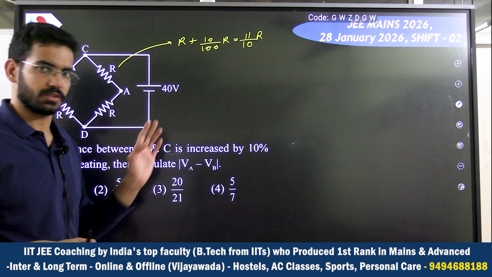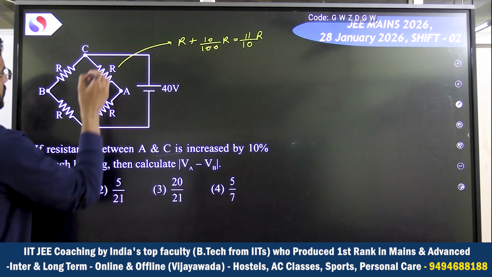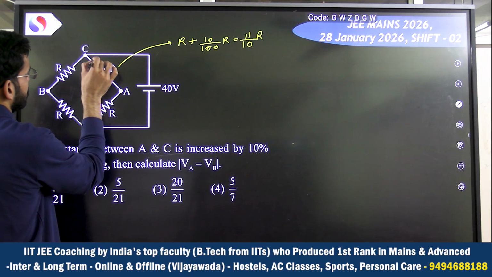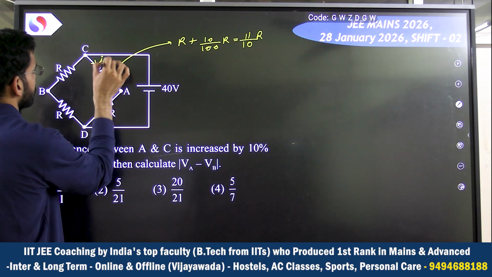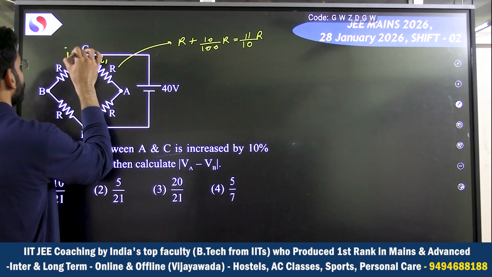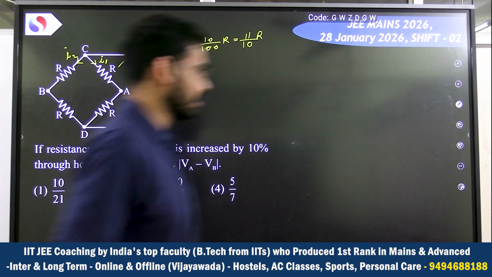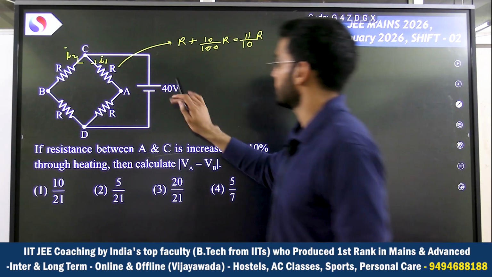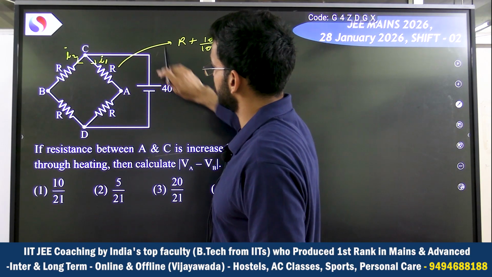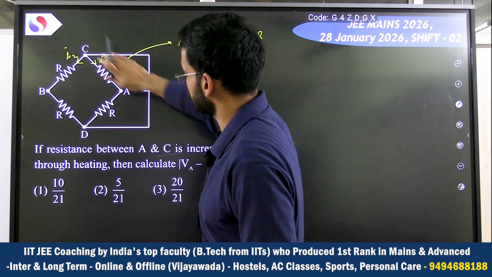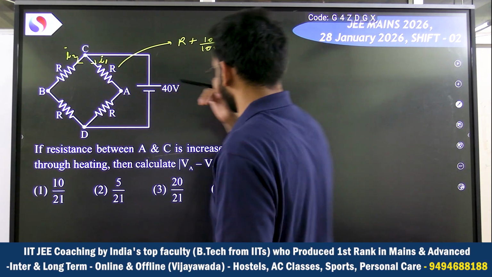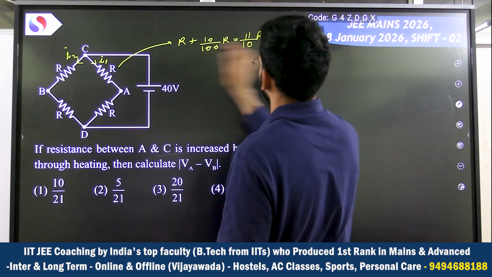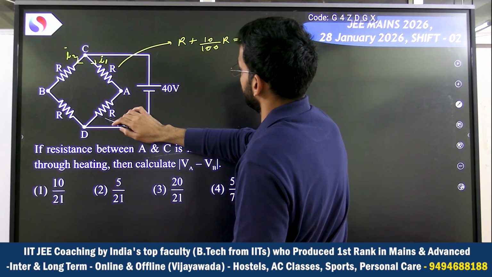Now this is a very easy question of current electricity. How will you solve it? Let's say current I1 is going here, and here current I2 is going. For I1, how will you solve? Here, 40 volt is provided between C and D, so through this you have R plus R, 2R. Sorry, here 11R by 10, and this is R.